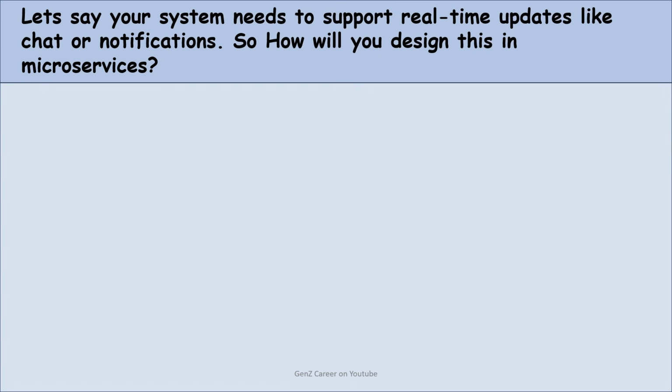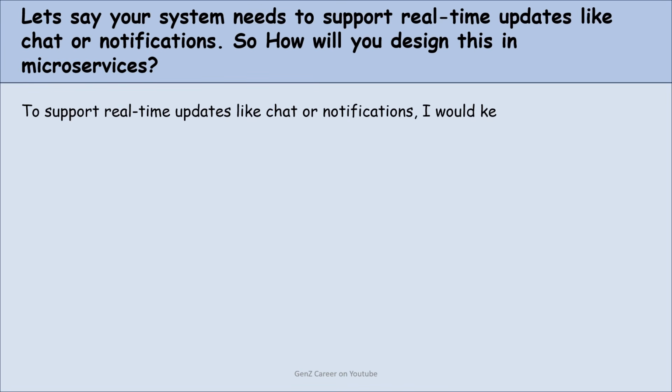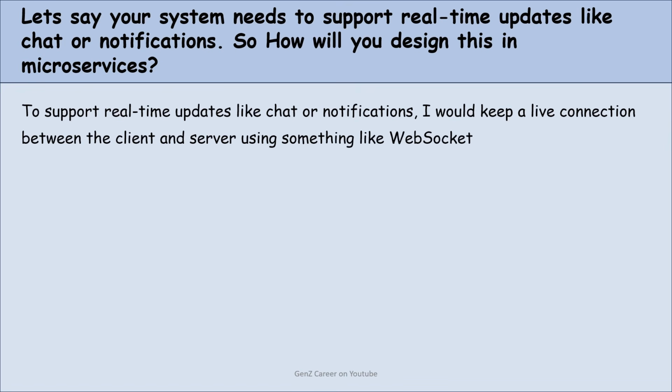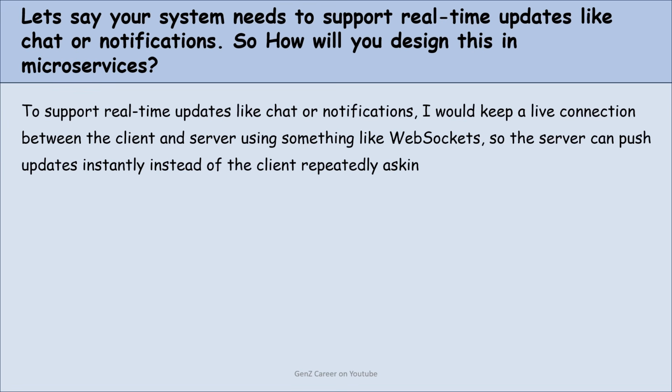Let's say your system needs to support real-time updates like chat or notifications. So how will you design this in microservices? To support real-time updates like chat or notifications, I would keep a live connection between the clients and servers using something like WebSockets. So the server can push updates instantly instead of the client repeatedly asking for them. Are you getting my point?